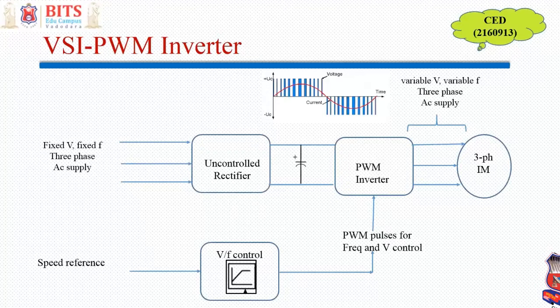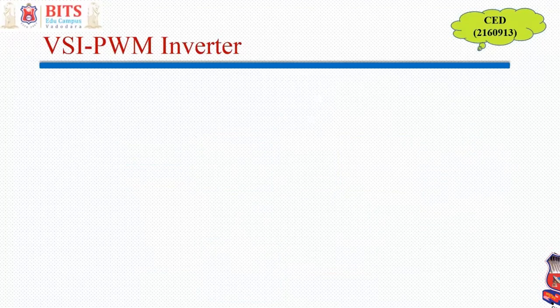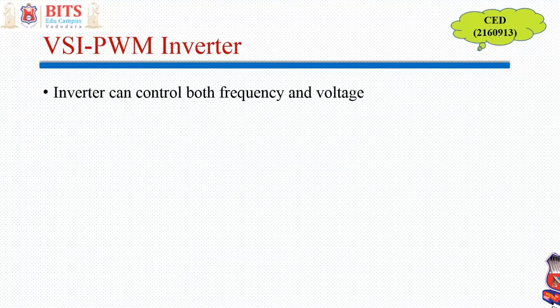So you can use an uncontrolled rectifier. A diode rectifier has a lot of advantages. It is cheap, it has better power factor, and so on. So this method is something we popularly use in V/F control when voltage source inverters are in use. Right? These are the features.